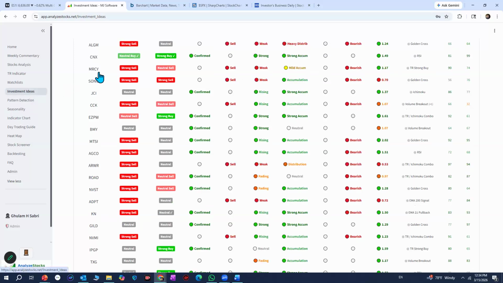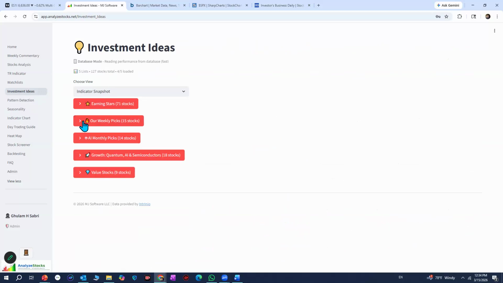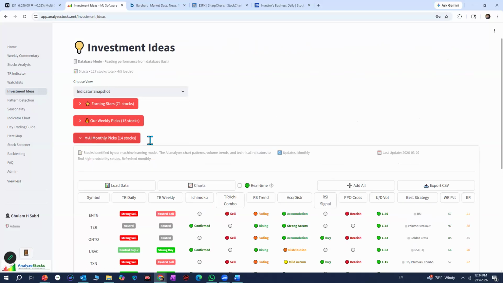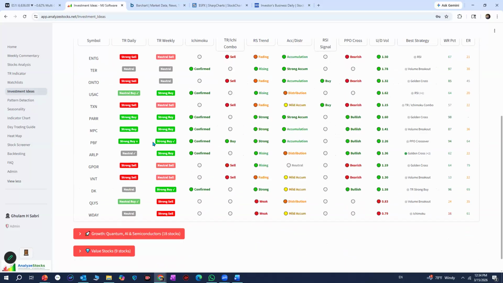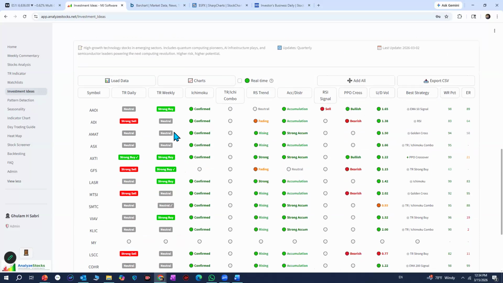But if you take a look at this, this is the indicator snapshot view of AXTI, or which one was that? Oh, okay. Same view, we can have a list of stocks, and then we can see which strategy: trend recognition daily, trend recognition weekly, Ichimoku, a combination, relative strength, accumulation, PPO crossover. Where does each stock stand? Take a look at this.